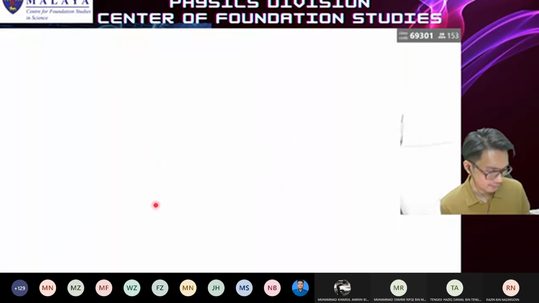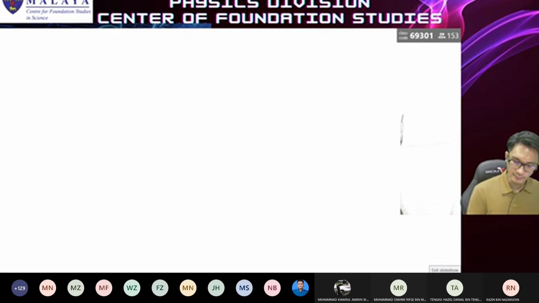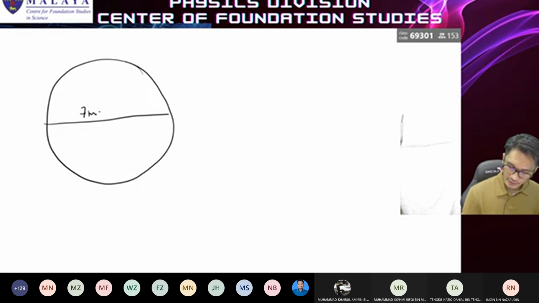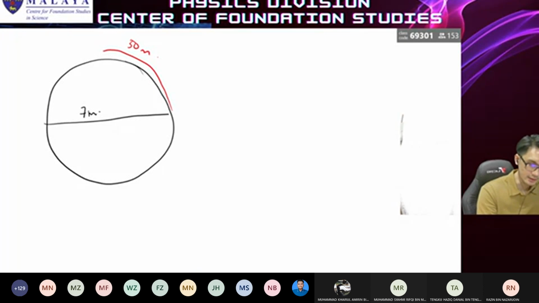Okay, let me open my whiteboard. Okay. So Fatimah goes around a circular track that has a diameter of 7 meter. So kalau kita lukis bulatan kat sini, diameter dia kat sini 7 meter. Pardon my drawing tak cantik, susah sikit nak lukis. So if she runs around the entire track for a distance of 50 meter, so dia lari kat sini, dekat sini katakan 50 meter. Okay, and then what is her angular displacement? So angular displacement yang saya cakap tadi, ianya adalah theta kan. So how to find theta?